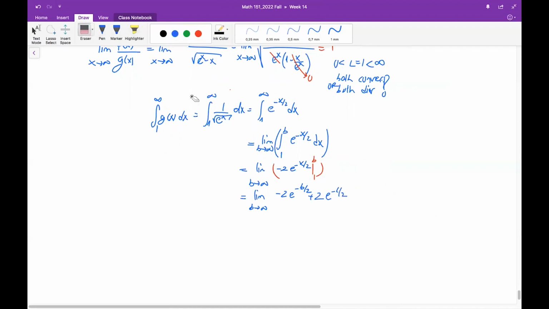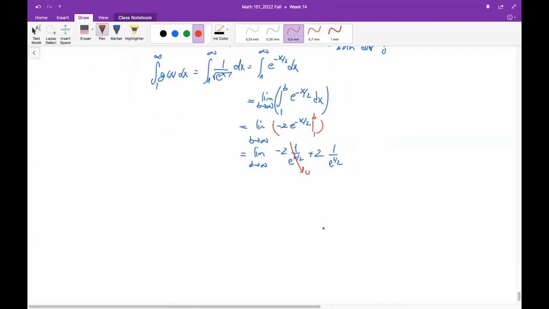Instead of writing this, you can take these to the denominator. So it is e to the power b over 2 and 1 over e to the power 1 over 2. As b goes to infinity, 1 over infinity is 0. That's why this part goes to 0. And the result of this limit is 2 times 1 over the square root of e, which is a finite result. As this result is finite, this improper integral is convergent. It converges.